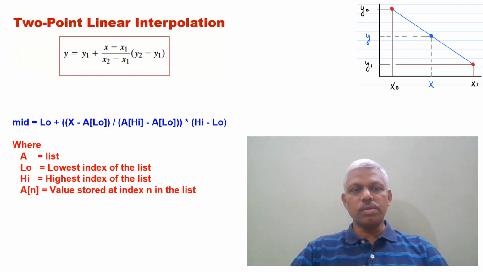So this fraction, x minus a of low by a of high minus a of low, gives you some idea regarding the required value with respect to the total spread of the values in the array. Once this mid is identified with this formula, we can divide the array into two parts consisting of array of low to mid and mid plus 1 to a of high.